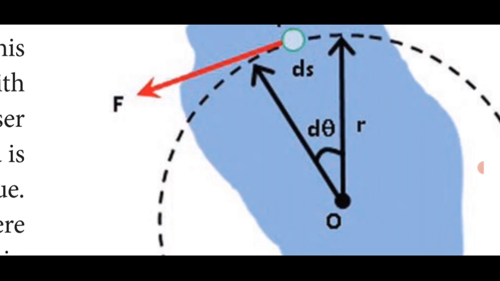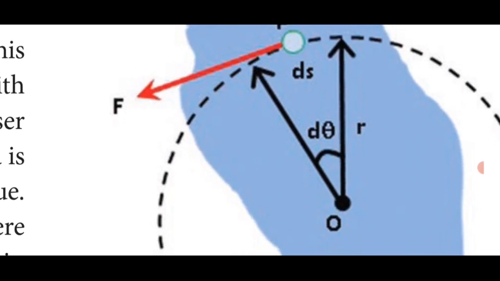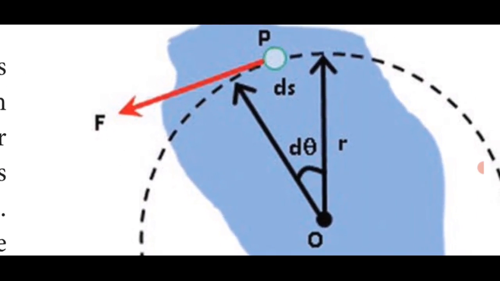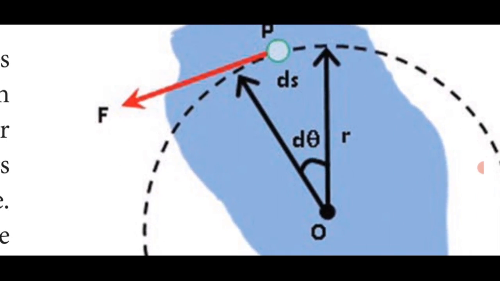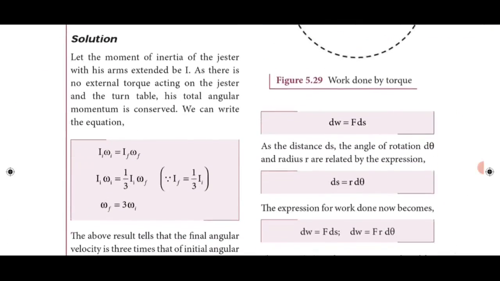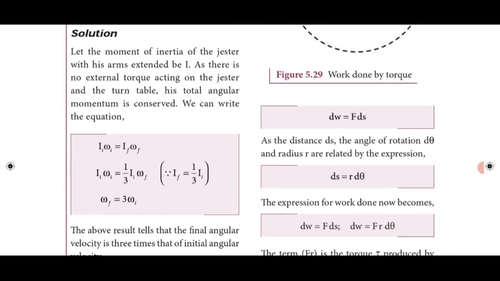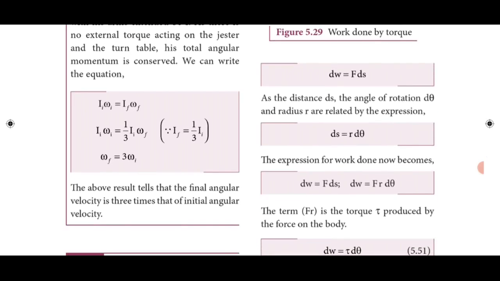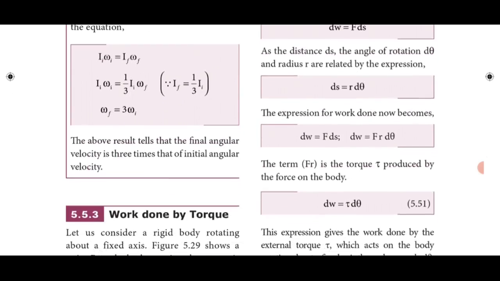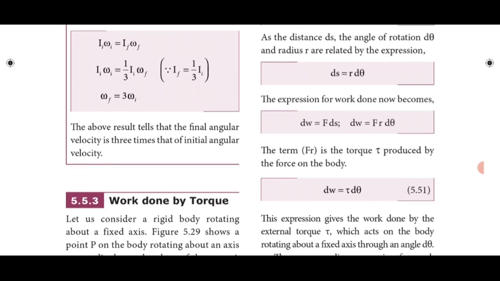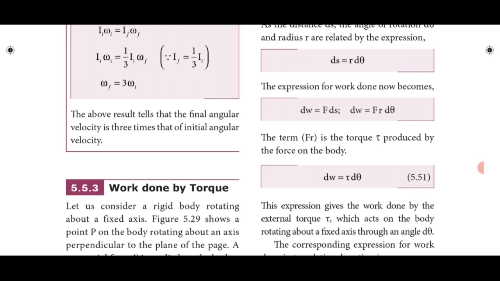So the work done dW by the force we are going to calculate. We know that work done is nothing but force into distance, and here only for the small displacement we are going to calculate the small work done. That's why we are taking this as dW, that is equal to F into ds. The distance ds, the angle of rotation d theta and the radius r are related by the expression ds is equal to r d theta.